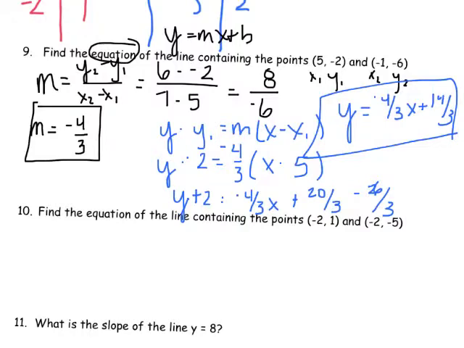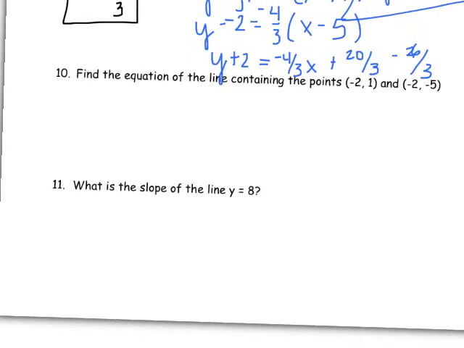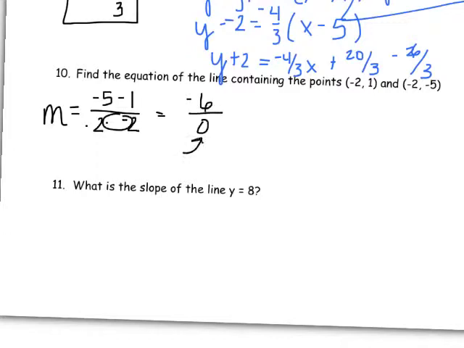Okay. All right, let's do this. Number 10, find the equation of the line containing the points. So very similar. We start off the same. y2 minus y1 over x2 minus x1. So what I realize happens is I get a 0 in the denominator. This causes an undefined slope.